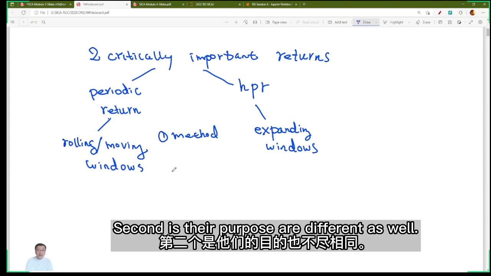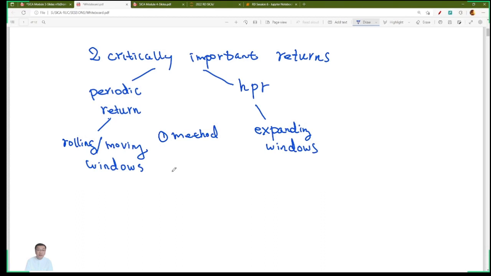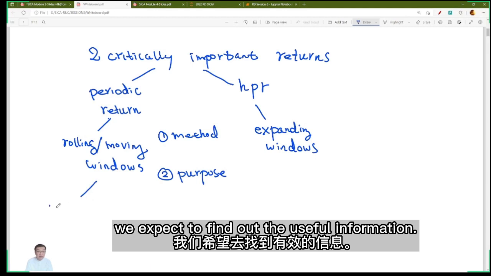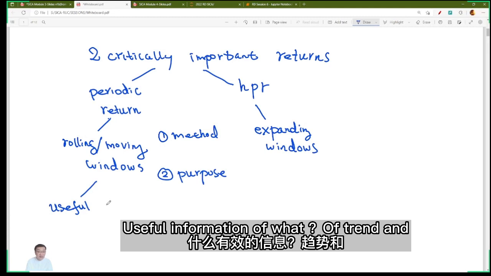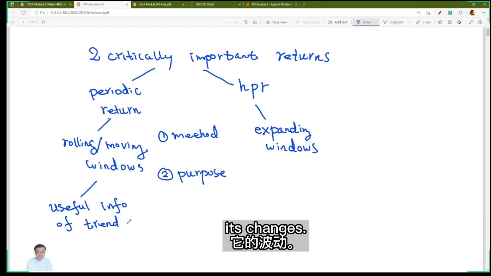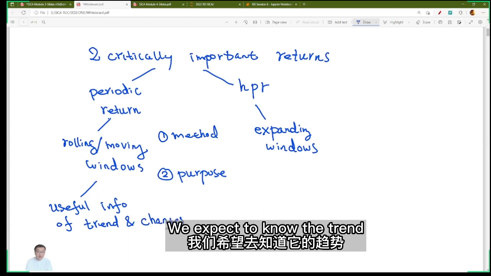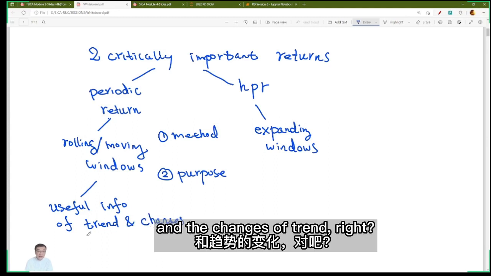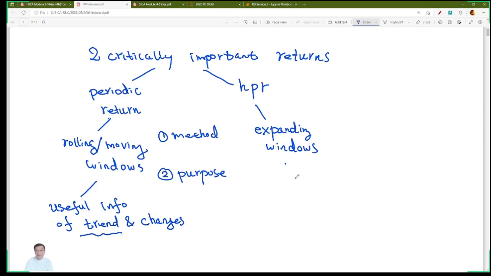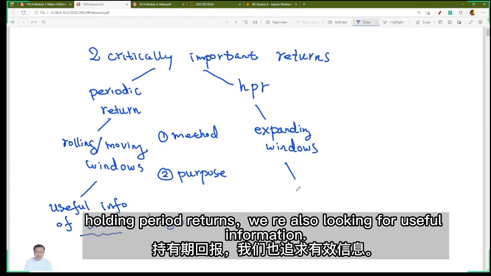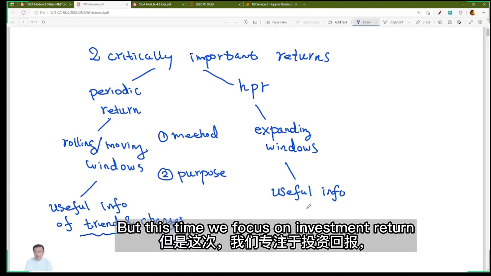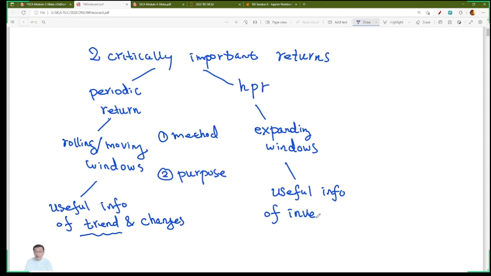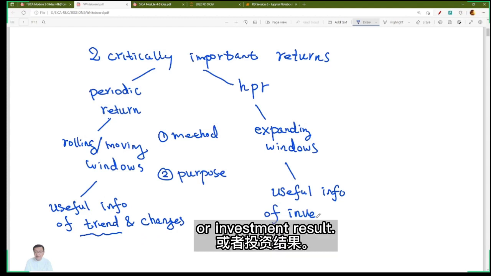Second, their purposes are different as well. For periodic return, fundamentally, we expect to find out useful information of trend and its changes. We expect to know the trend and the changes of trend, right? So it focuses on trend. Well, for holding period return, we are also looking for useful information. But this time, we focus on investment return, or investment result.